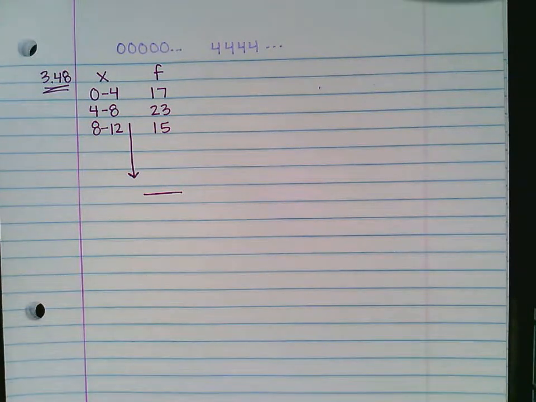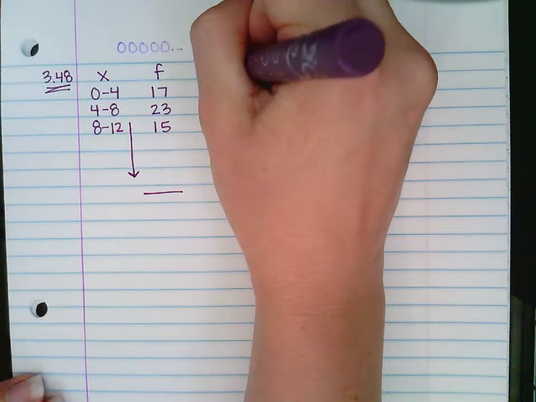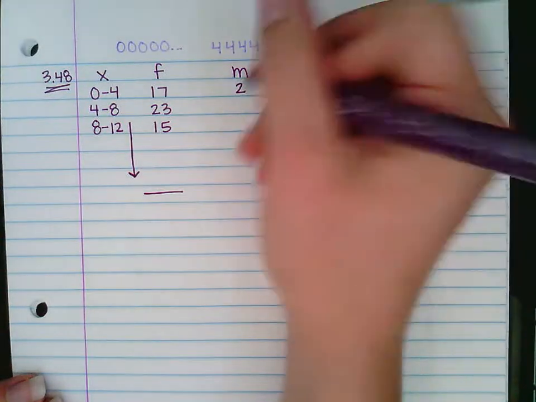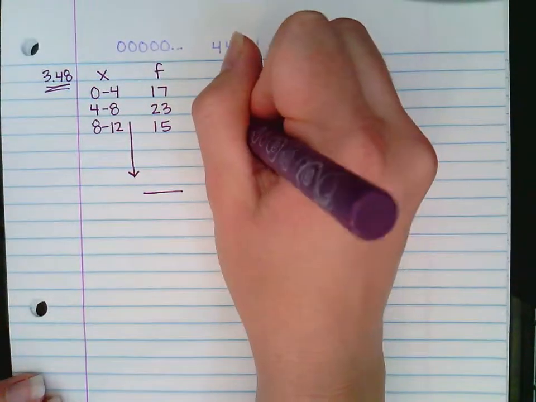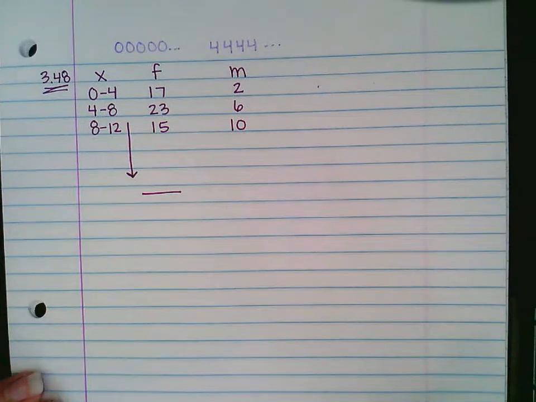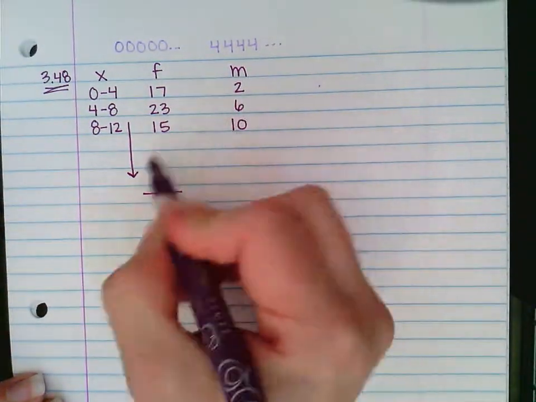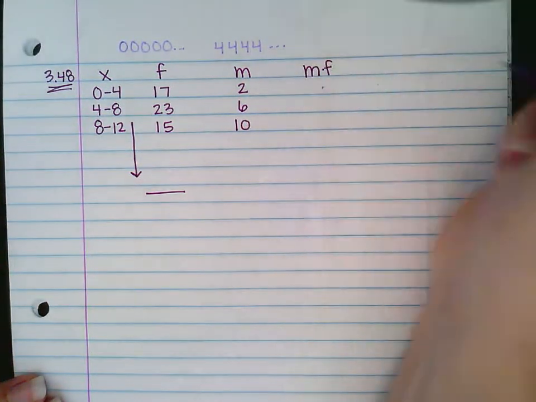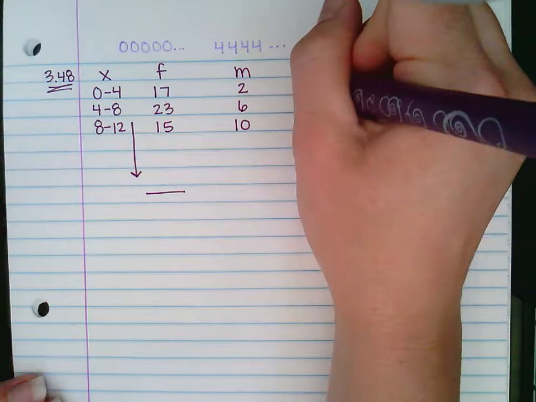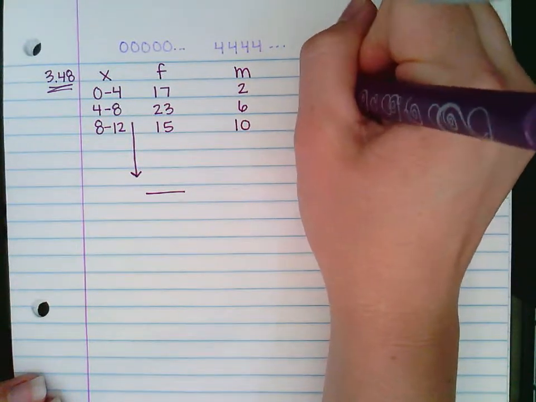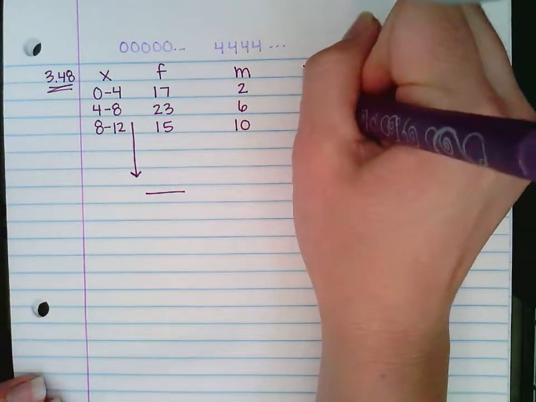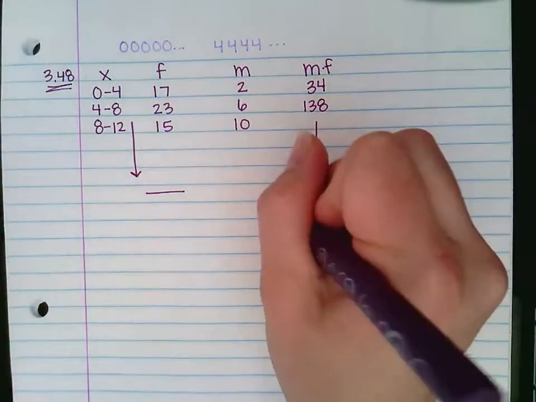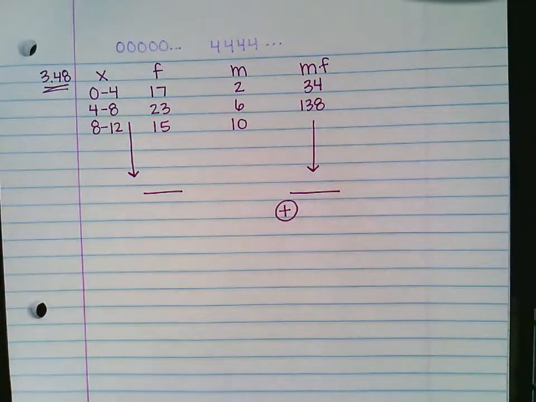So in order to weight this appropriately, the way that we do that is we find the midpoint. The midpoint here would be 2, the middle between 0 and 4. The midpoint here would be 6, and here would be 10. You're then going to weight this frequency appropriately by doing the midpoint times the frequency. So you're going to go through and multiply these out, like 34, 138, and then you're going to want to add these up, because that's going to be one of the equations that we talk about.